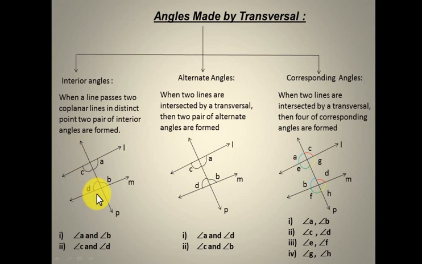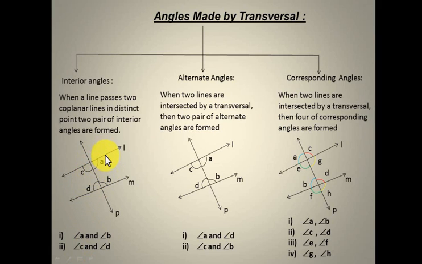The exterior angles I have not named, I have just named the interior angles here. So what are interior angles? When the line passes through two coplanar lines at distinct points, two pairs of interior angles are formed. Which are the two pairs? One is this A and B, the interior pair on this side, and angle C and angle D are the pair on this side. A and B is one pair, C and D is the other pair of the interior angles.